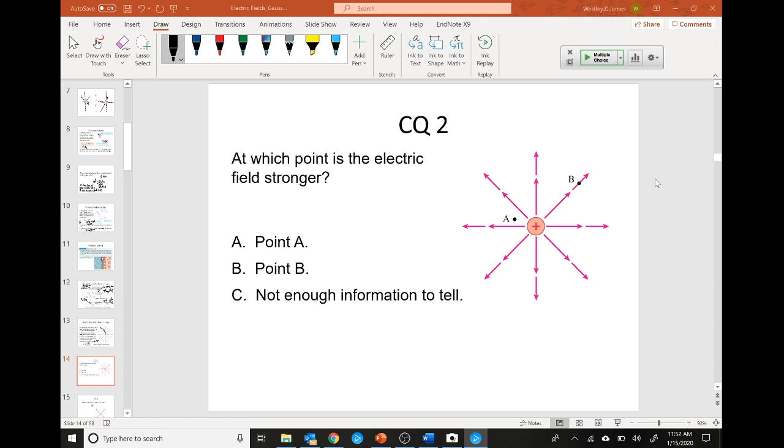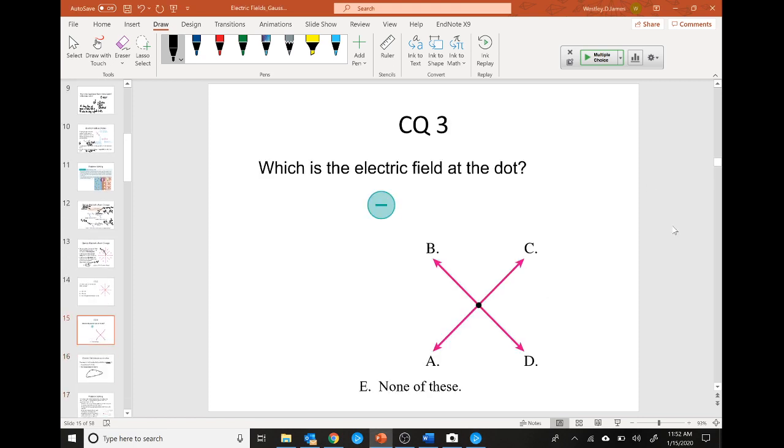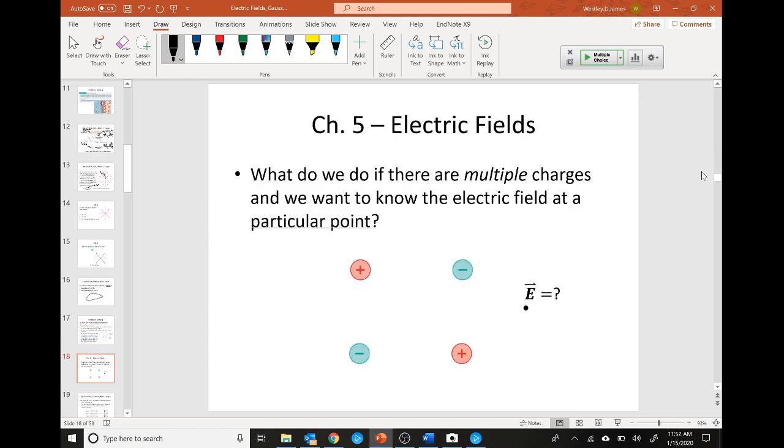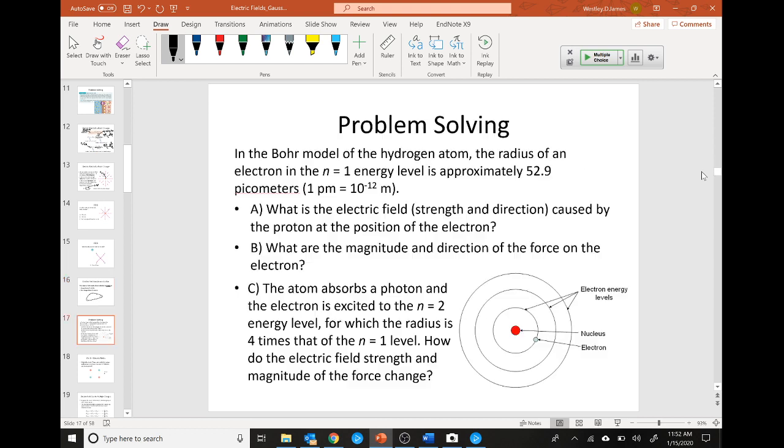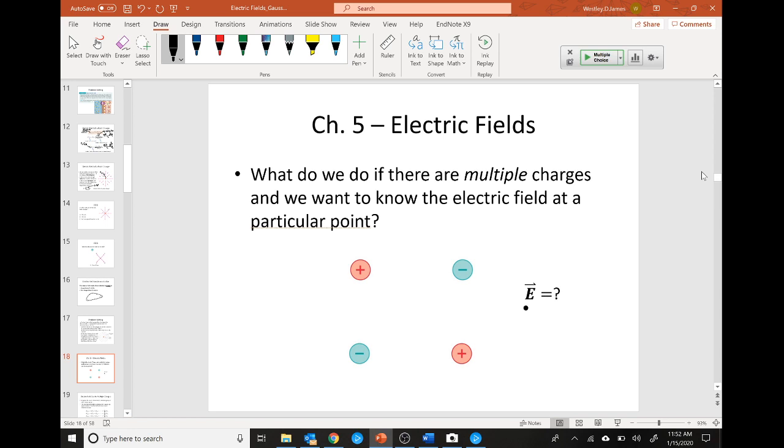Again, super simple. But the part where people forget this is when we have multiple charges. So that's kind of the last thing we're going to talk about. It's not worth points. Not going to worry about that one. I'm going to jump back because we need to talk about multiple charges real quick.